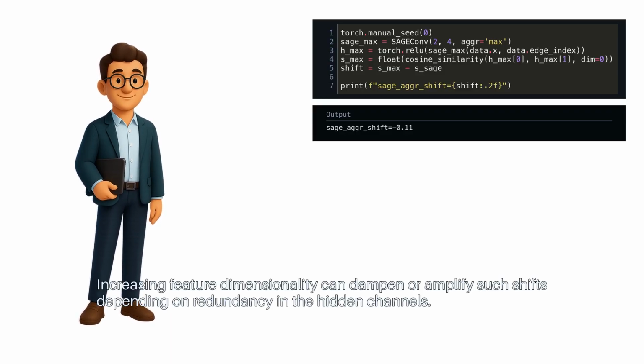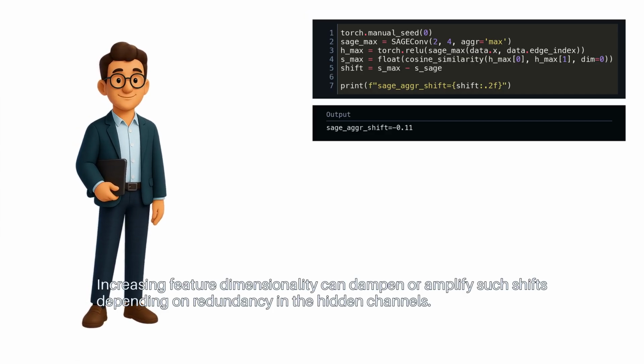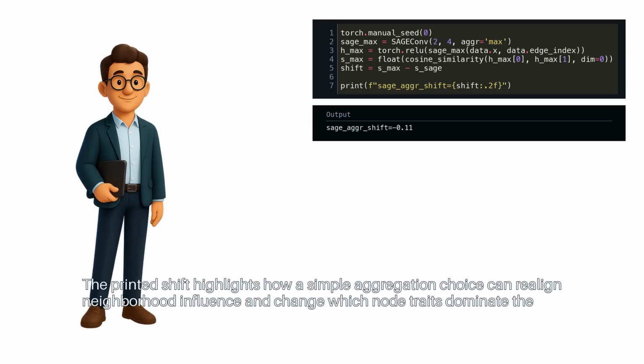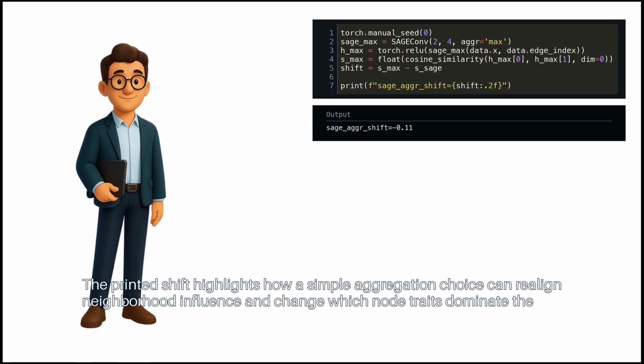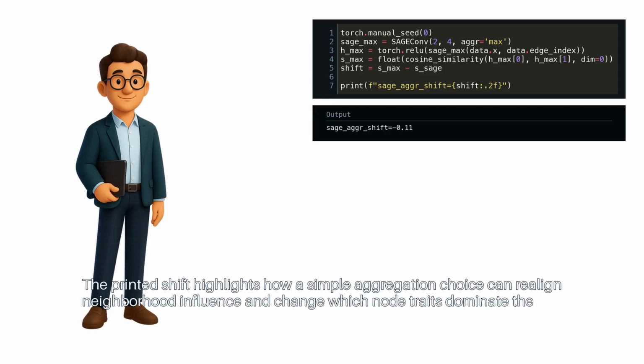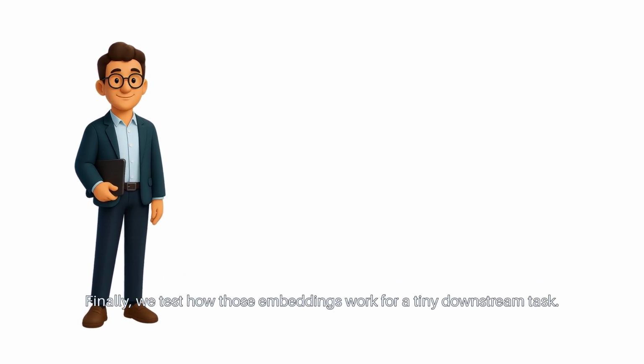Increasing feature dimensionality can dampen or amplify such shifts, depending on redundancy in the hidden channels. The printed shift highlights how a simple aggregation choice can realign neighborhood influence and change which node traits dominate the embedding. Finally, we test how those embeddings work for a tiny downstream task.